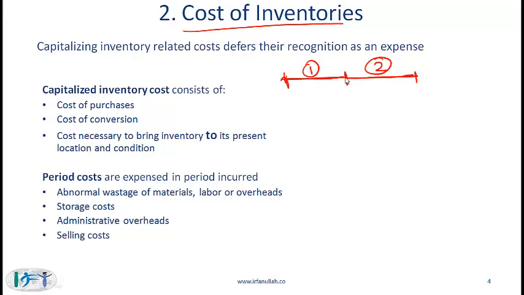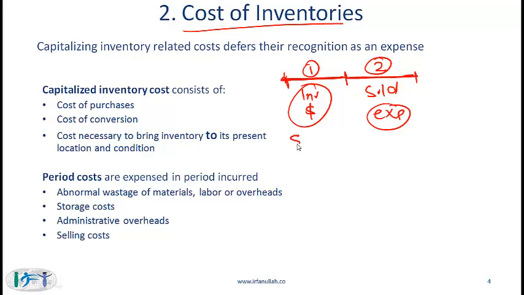Given that the inventory is sold in period 2, it makes sense for the expense to also be recognized in period 2. So if the money is spent on inventory in period 1, how do we make sure that the expense is shown in period 2? The way we do that is by creating an asset called inventory. This is called capitalizing inventory cost.